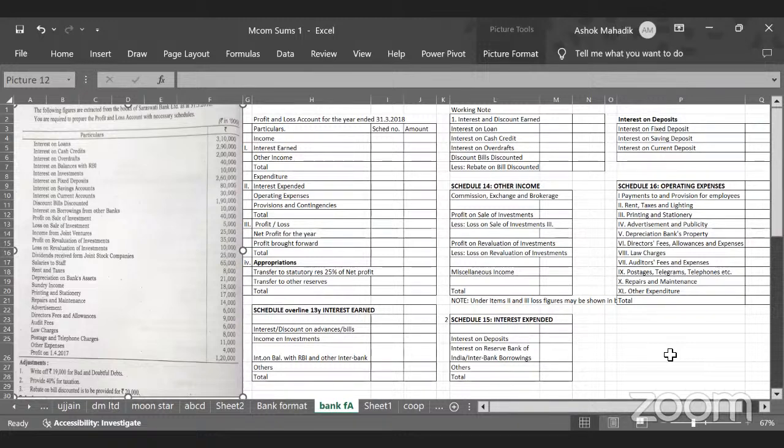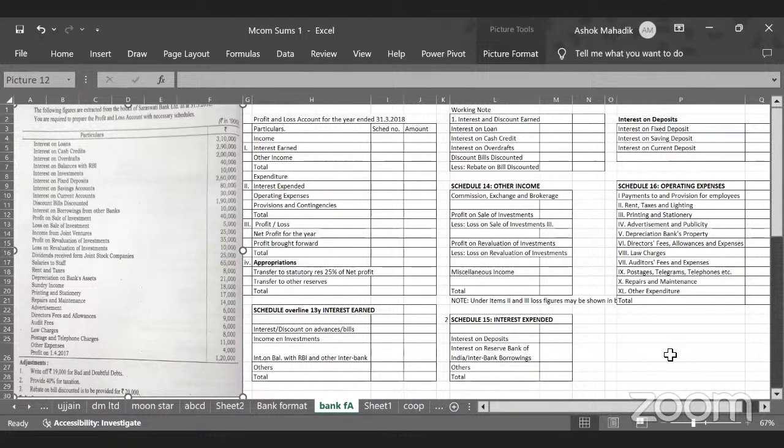Advertisement, 16. You can observe that all the expenses which normally appear in the P&L account will be put in schedule number 16. Okay. Director fee, again schedule number 16. Audit fees, again schedule number 16. Law charges, again schedule number 16. Postage and telephone charges, schedule number 16. Other expenses will go to schedule number 16.